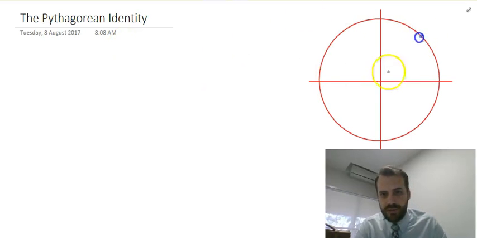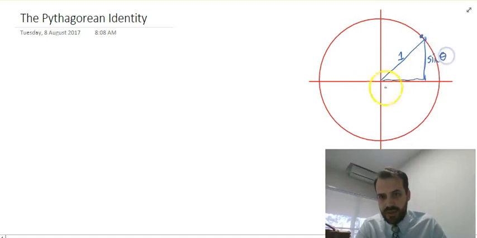We've got a point here. We've got a triangle here. Now this is a unit circle, so it has a radius of 1. And you should remember by now that this length here is equal to sine theta, and this length here is equal to cos theta.